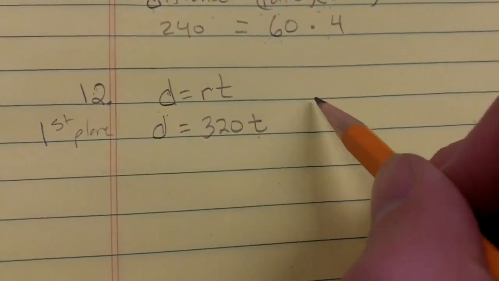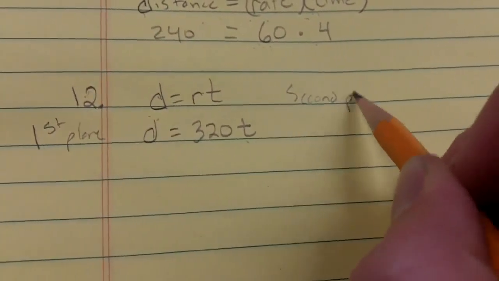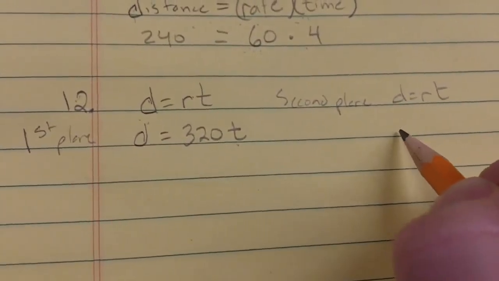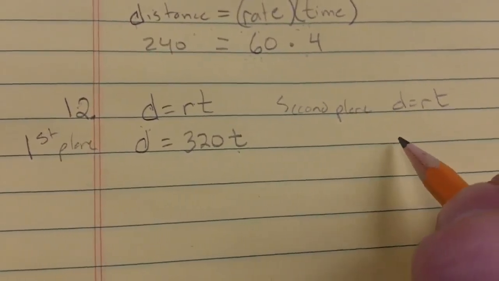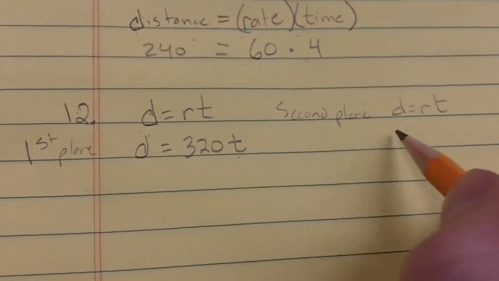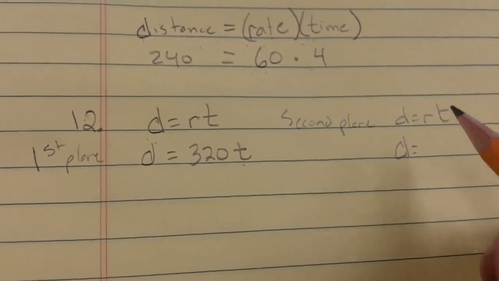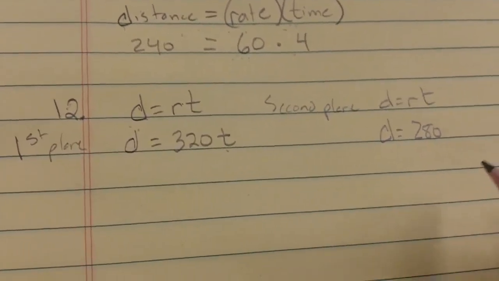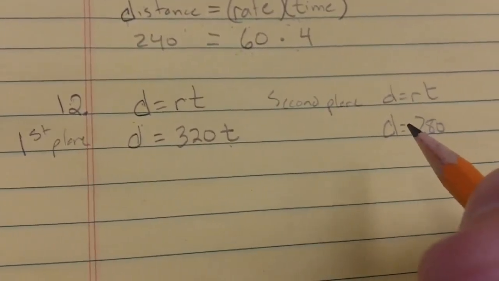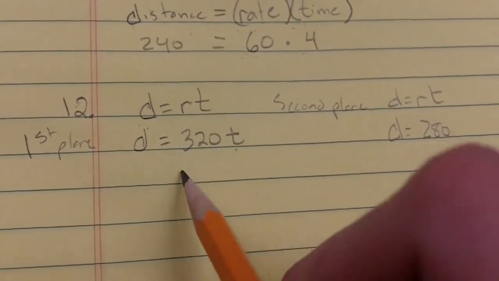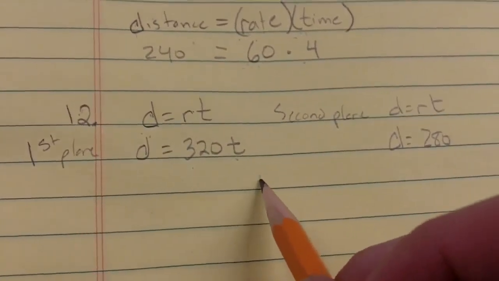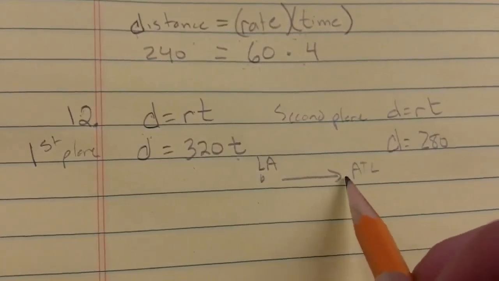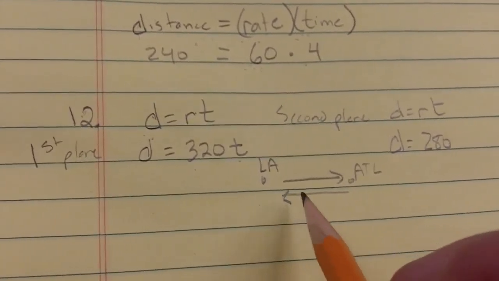Okay, if I move over here to the second plane, I also get D equals RT, and let's figure out what this is. The distance that the plane traveled, I don't know. He went from Atlanta to New Orleans, which is the same thing as New Orleans to Atlanta, but I don't know how far that is. The rate coming back is 280 miles per hour. I do know that. And the time that it took, well, it took 3 hours total. So this guy's traveled from Louisiana to Atlanta and then back. In total, it took 3 hours.